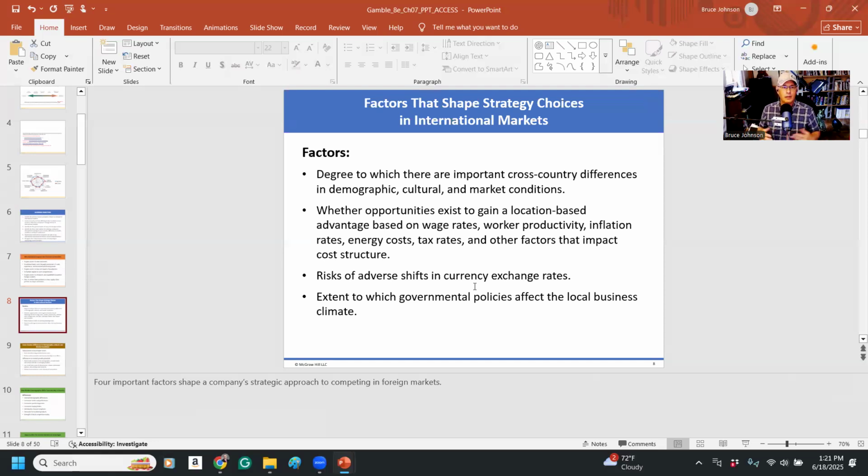One of the other ones is the opportunity to gain location-based advantages because wages are lower. Maybe worker productivity is higher. Inflation might not be as bad, so costs of materials might be less. Energy costs are going to be less the closer you are to your point of sale. Tax rates might be better in certain countries.